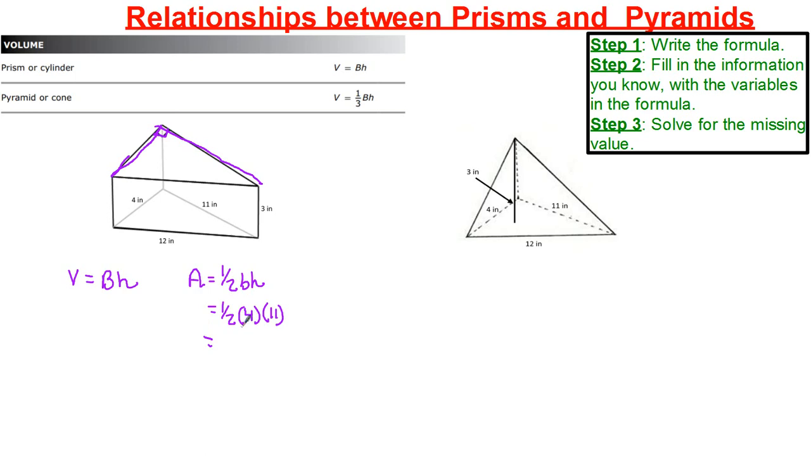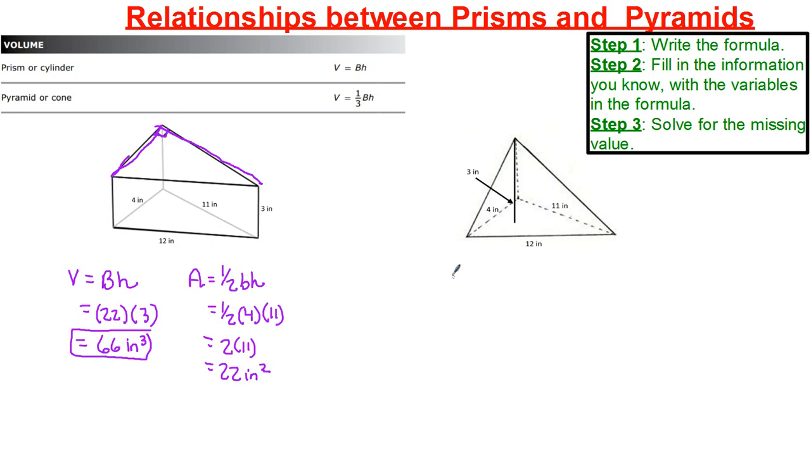So I could take half of 4, which is 2, multiplied by 11 gives us 22 inches squared. That's the area of this triangle here. Now let's just plug in our base. So 22 multiplied by 3 is going to give us 66, and the answer is going to be 66 inches cubed for this triangular prism.